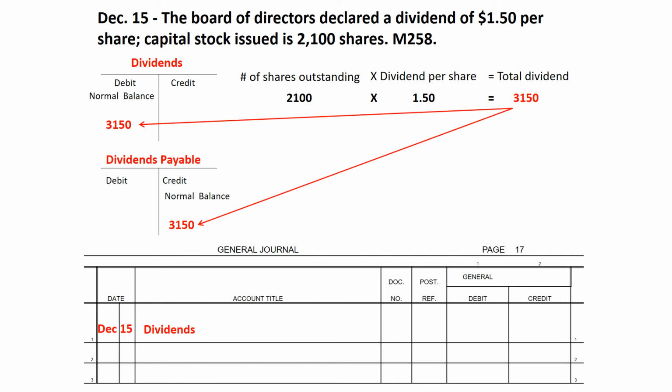The transaction operates the same way. December 15th, enter the debit first. Dividends, doc number in this situation is M258. General debit of $31.50. Dividends payable is going to be our credit of $31.50.